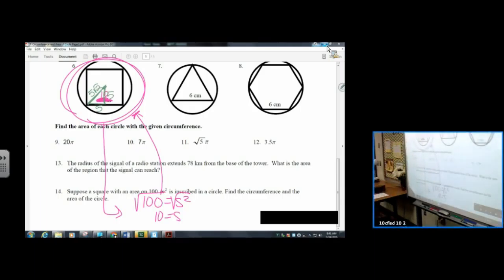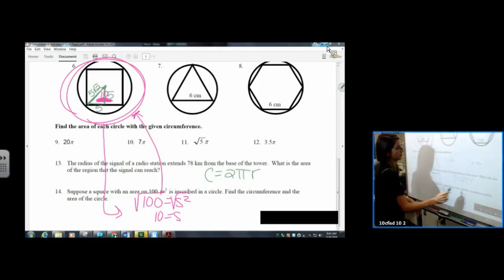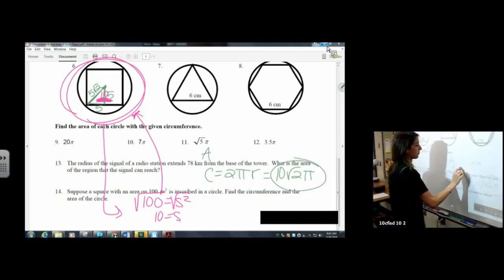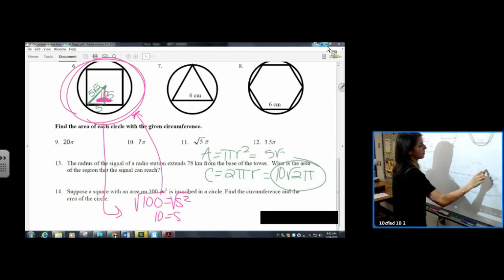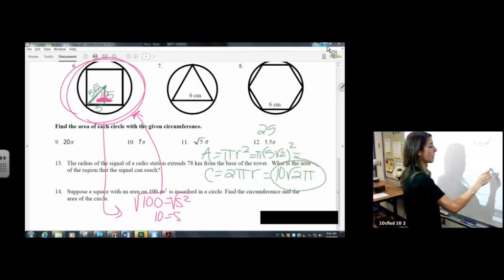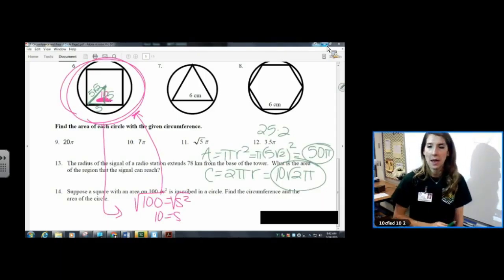Okay, so circumference and area. Circumference, 2 pi r. So take 5 root 2 and double it. 10 root 2 pi. Area, pi r squared. So take 5 root 2 and square it, okay? 5 squared is 25. Square root of 2 squared is 2. So that ends up being 50, and don't forget to multiply it by pi in the end.